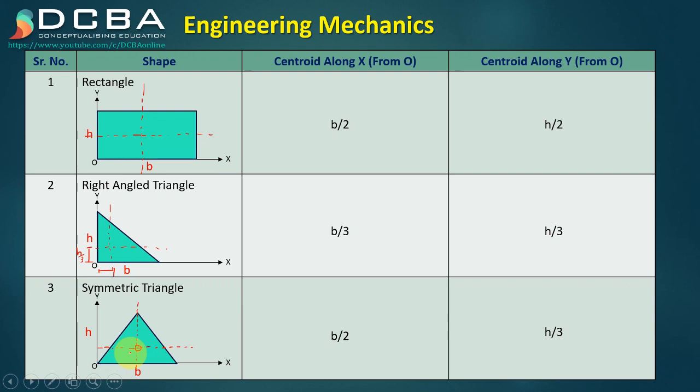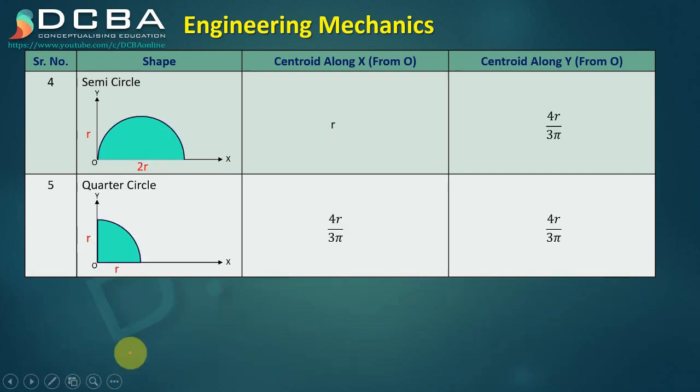Apart from these shapes, we also learned about the semicircle. So for a semicircle having a radius of r, along the x-axis the centroid is at a distance of r from this point O, and along the y-axis the centroid is at a distance of 4r upon 3 pi. So 4r upon 3 pi, and the intersection of these two centroidal axes is your centroid.